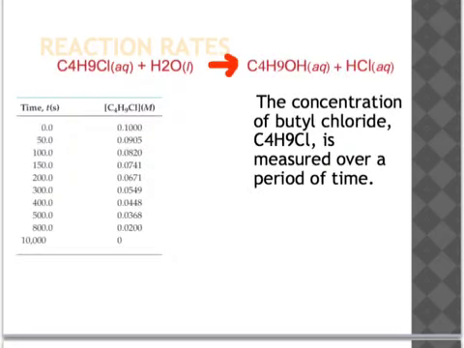Consider the reaction of butyl chloride with water, which forms butyl alcohol and HCl. The data table here shows the concentration of the butyl chloride, a reactant, measured over a period of time. Initially, at time 0, we're starting out with 0.1 molar butyl chloride. And as time progresses, the molarity of the butyl chloride decreases until some point in time where it is completely consumed, and it's all gone into forming product.